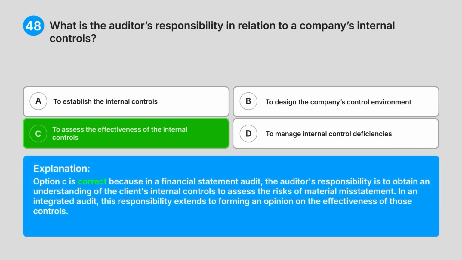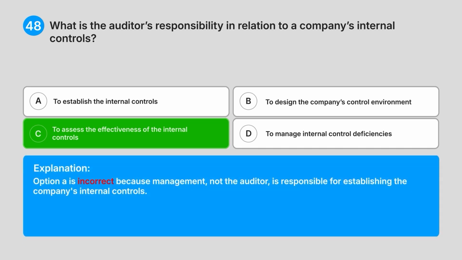Explanation. Option C is correct because in a financial statement audit, the auditor's responsibility is to obtain an understanding of the client's internal controls to assess the risks of material misstatement. In an integrated audit, this responsibility extends to forming an opinion on the effectiveness of those controls.